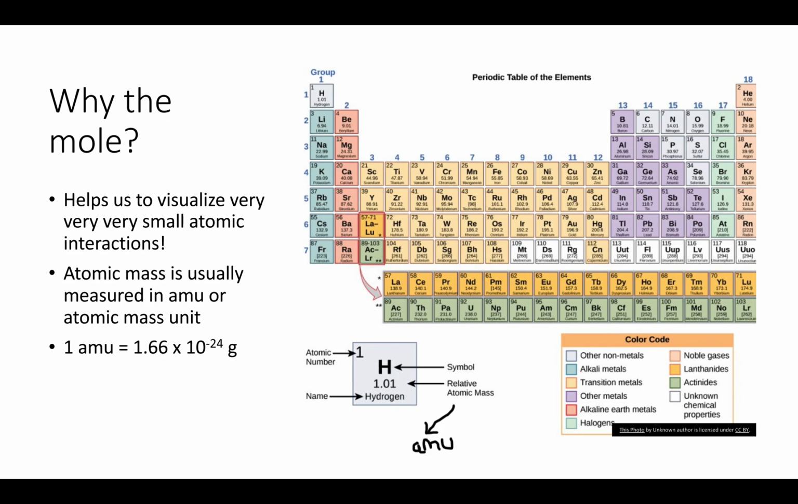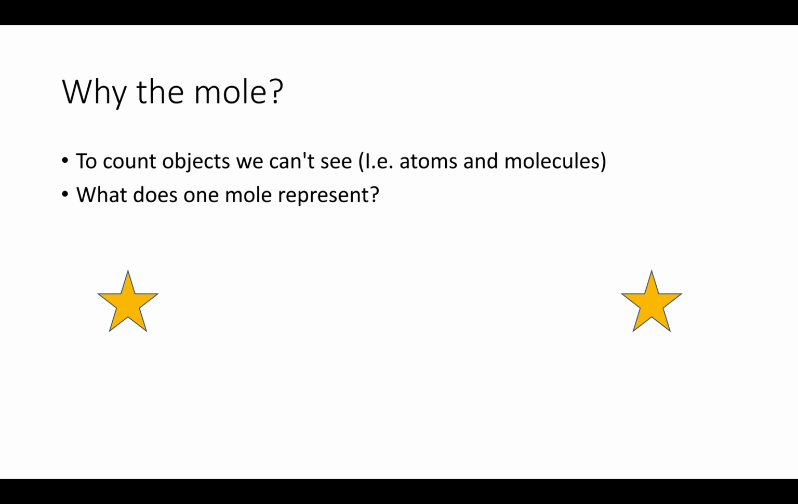But if we're a chemist and we want to do a chemical reaction, we need to be able to measure certain quantities. I can't rely on using that unit, AMU, because it is way too small. But the mole is used to help us make that unit more macroscopic so that we can use it when we study chemical reactions. So the purpose of the mole is to count objects that we can't necessarily see. It's an indirect way of counting objects, but it's important too. It helps us to count atoms and molecules.